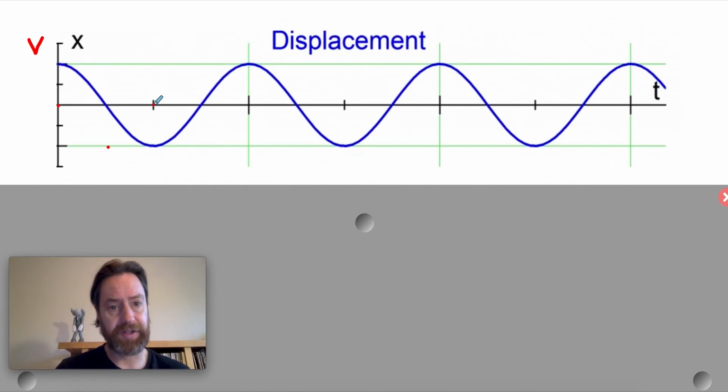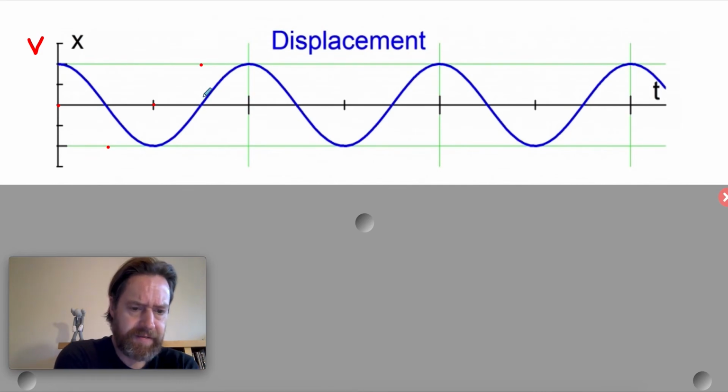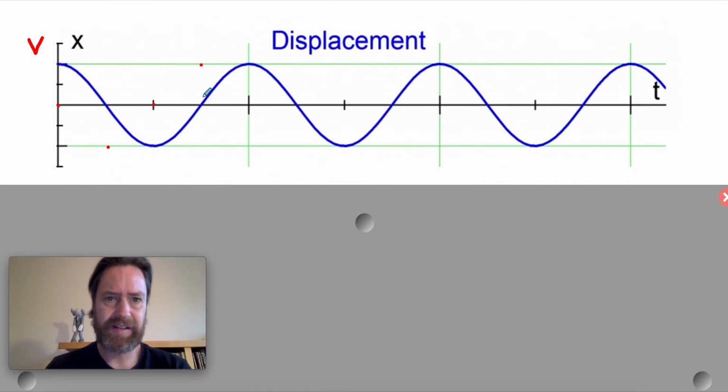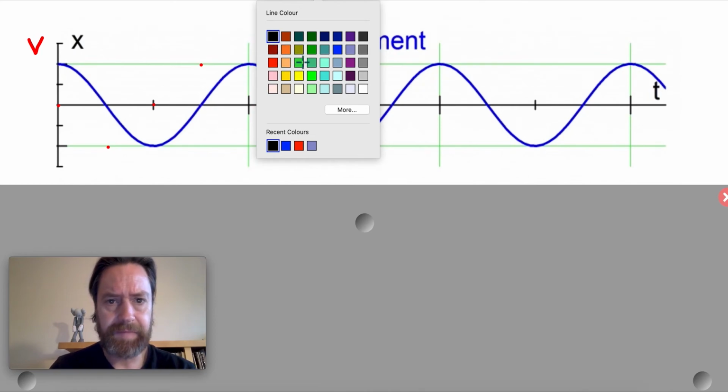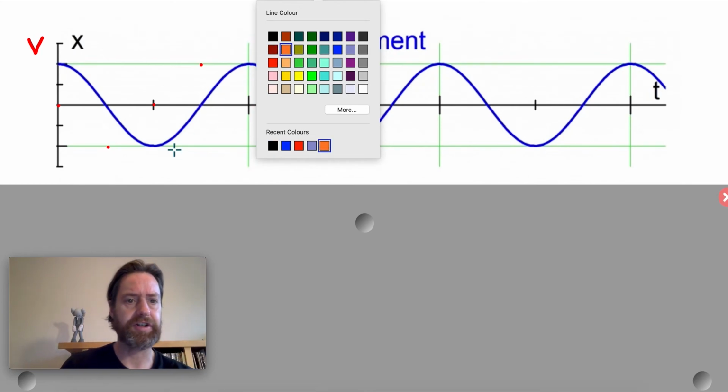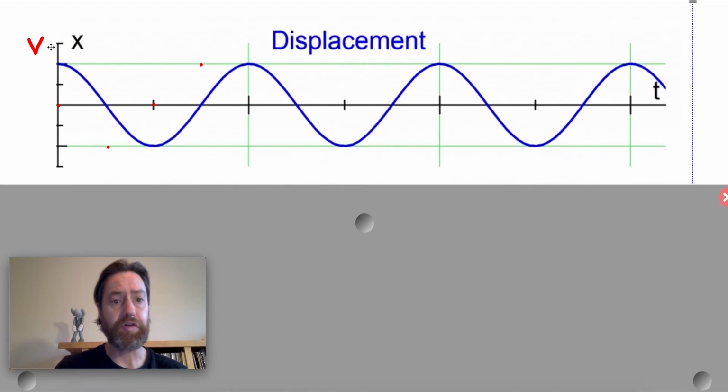We follow that same logic through, and we get up to here. When the displacement is 0, we have a maximum velocity, and it's positive. Now that's just going back to the stuff from last time. I think there's an easier way, and the easier way is using what you know about displacement time graphs. I'll get myself a different tool. Orange. And you know the gradient of a displacement time graph. The gradient of a displacement time graph tells you the velocity.